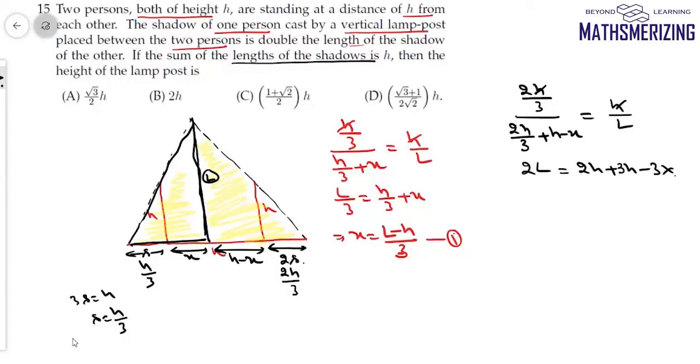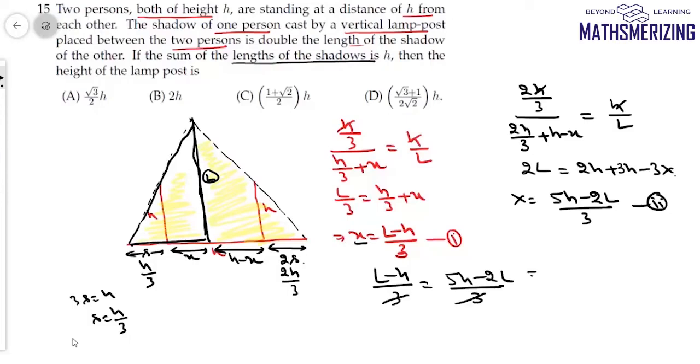So from here I'll write x as (5h minus 2L) by 3, and that's my second equation. Now I'll eliminate this x. So if I eliminate this x, I'll write (L minus h) upon 3 is equal to (5h minus 2L) upon 3. So from here I'll write 3L equals 6h. So basically L is equal to 2h. So the height of this lamp post is 2 times the height of the person. So the answer to this question is simply B.